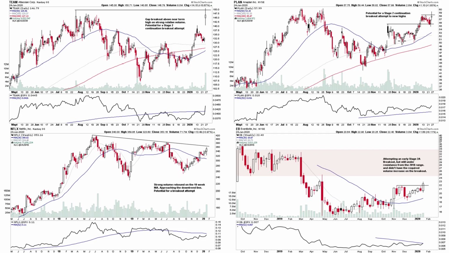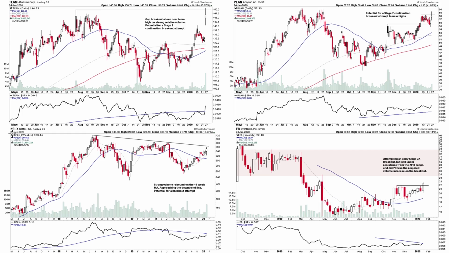Next is PLAN, which is Anaplan. It's got potential for a stage 2 continuation breakout to new highs. It had another gap, strong volume move that will pop up here. It attempted to break out to new highs again, but it didn't quite make it. We've got a bit of a cup and handle type pattern stepping up.